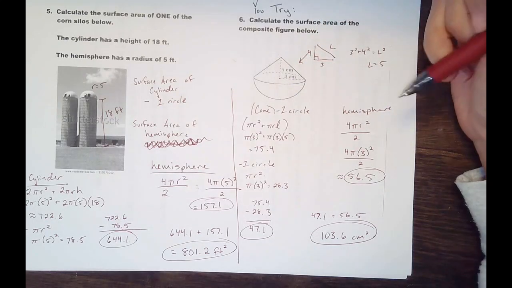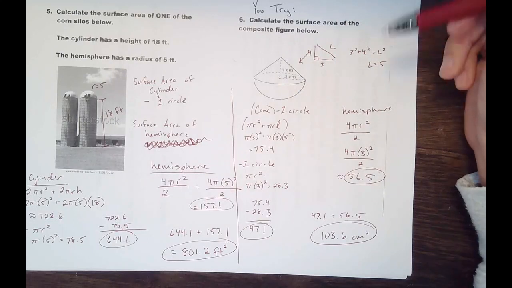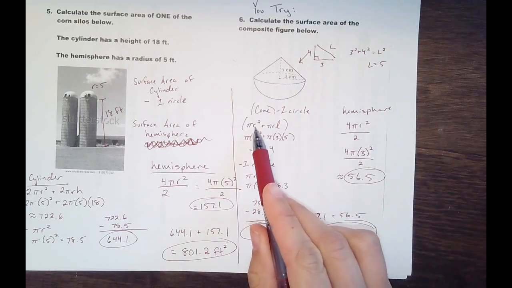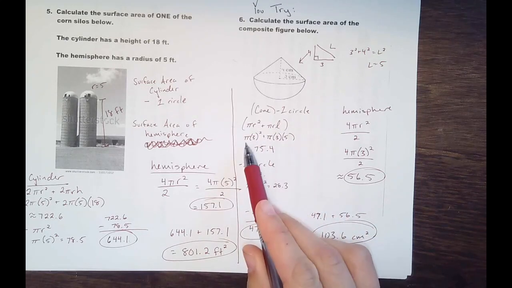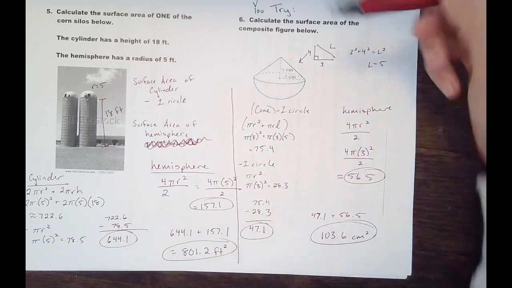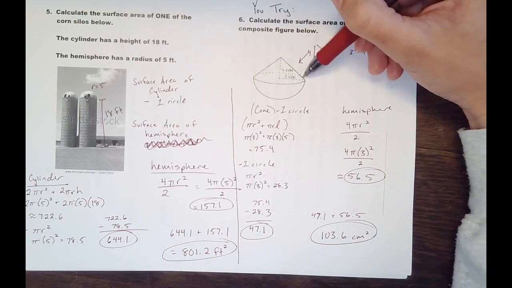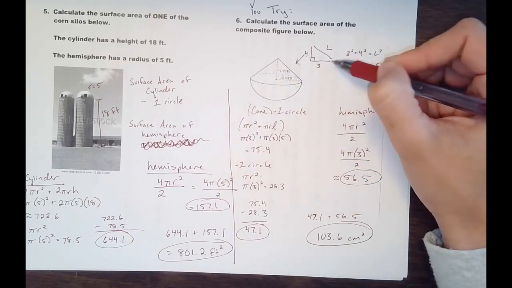If you look at this, it gives you this information, which is actually a right triangle. It's 3 and 4. So you can use your Pythagorean theorem, or notice that's a 3, 4, 5. So L is going to be 5. So we get 75.4, and then we're going to take away the area of a circle. So we find the area of this circle here, and subtract it out.